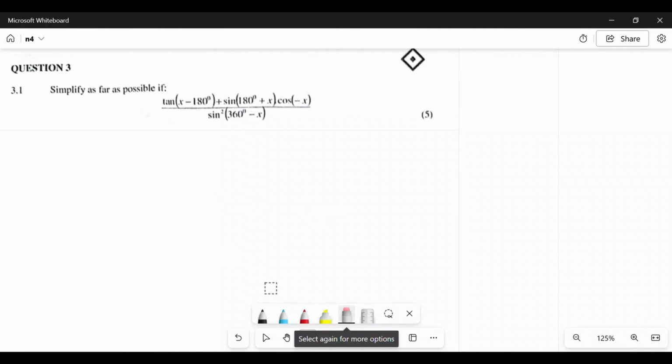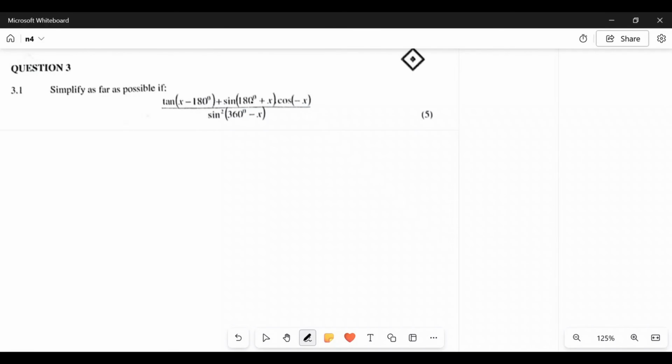All right, here is our question 3.1. Now, this question here, they want us to simplify as far as possible if you are given this expression here. Now, here, guys, it's when we simplify the trigonometric ratios using methods to reduce and simplify further.